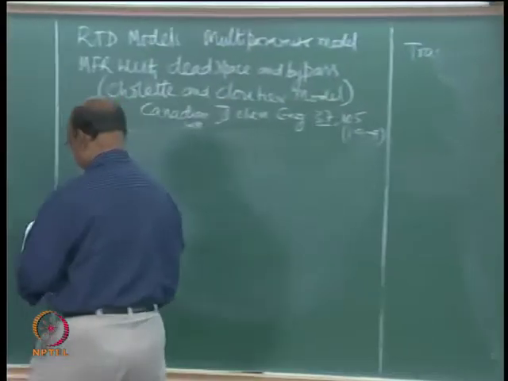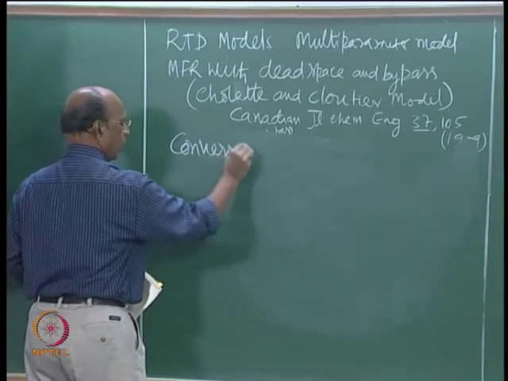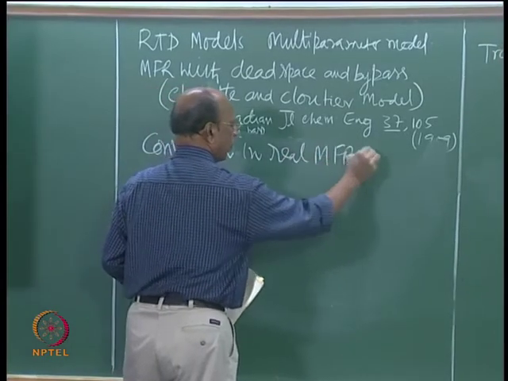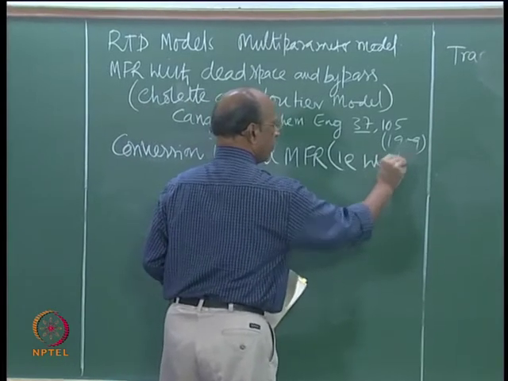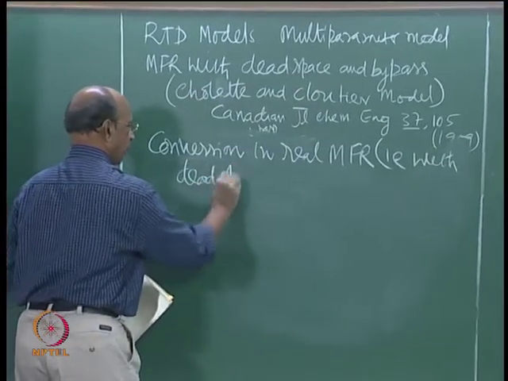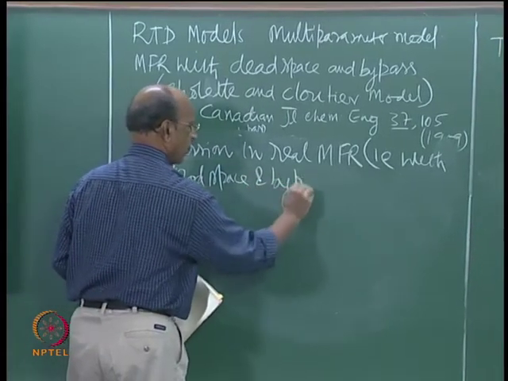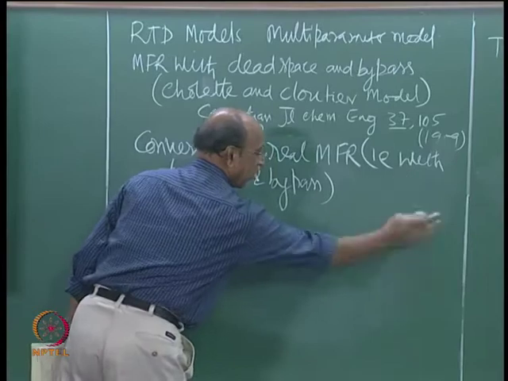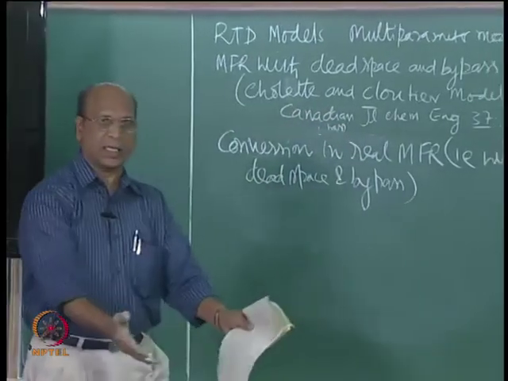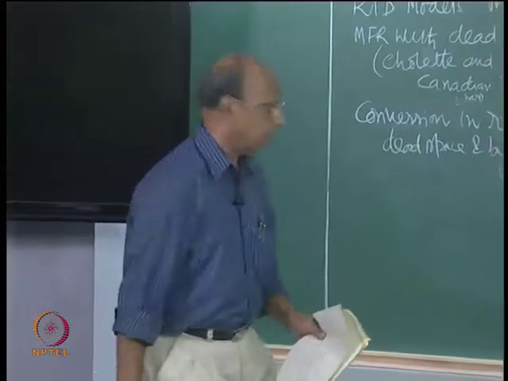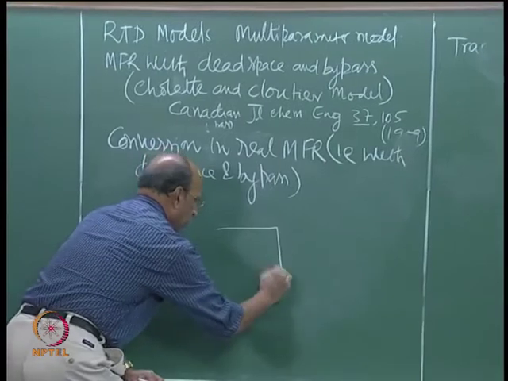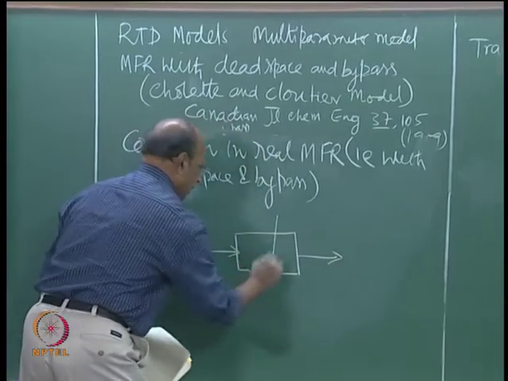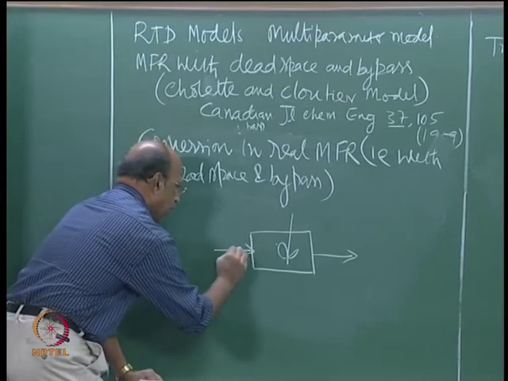So now, conversion in real MFR with dead space and bypass. Again, I should have a model here, because now I know that I have a reactor with bypass and dead space, because I conducted the RTD experiments and then estimated those values. They are real now. So that is why we write another model for reactions now. Here I have a stream entering, a stream leaving. This is ideal, right?